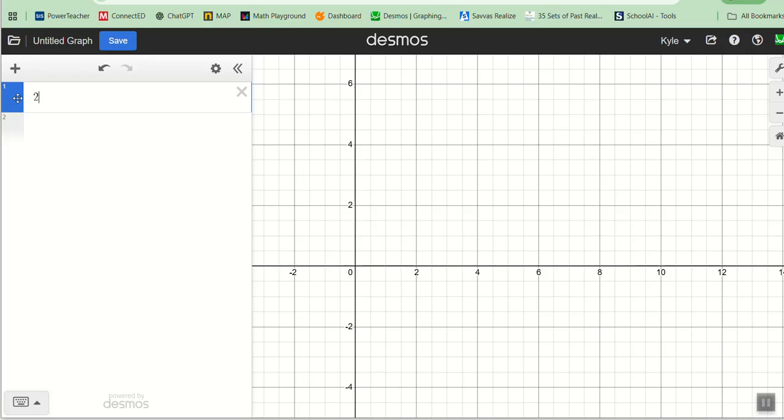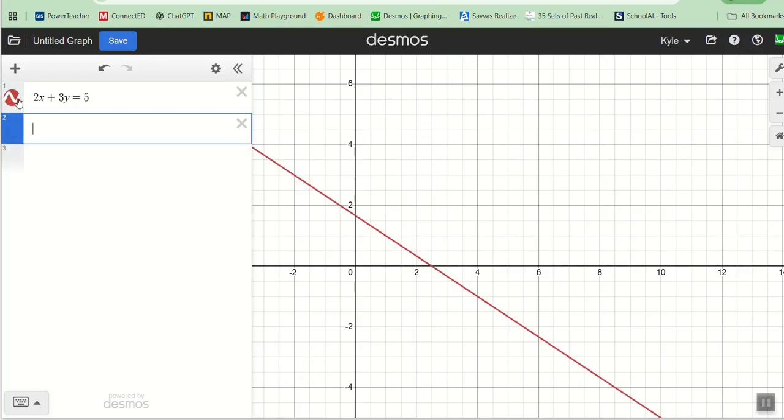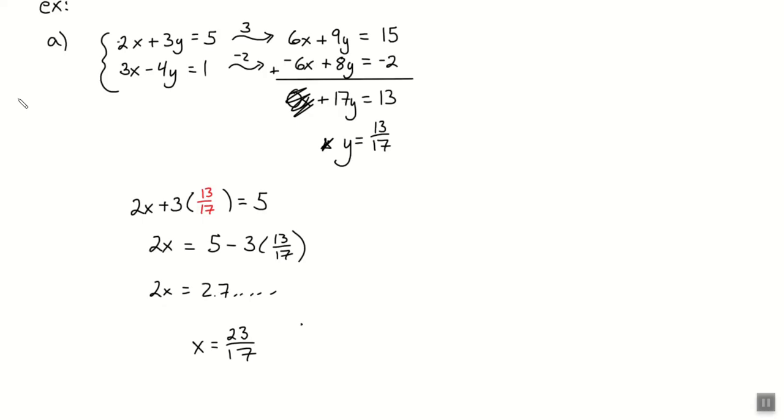Go about 3 times louder. I'm old. Oh, the first one? Sure. 2x plus 3y equals 5. Okay, and the other one? 3x minus 4y equals 1. Okay, we just claimed some terrible numbers.